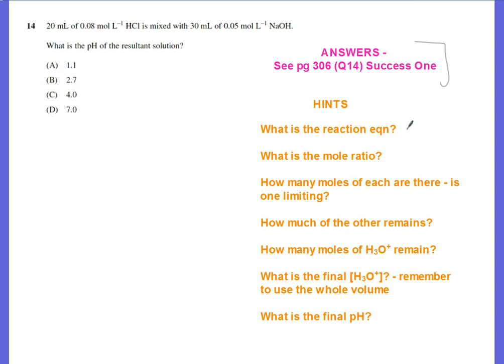Hints. What's the reaction equation? What's the mole ratio? How many moles of each have you got? You've got a certain concentration and volume of each, and one is limiting. How much of the other remains? How many moles of hydronium ions remain? What's the final hydronium ion concentration? Remember to use the whole volume for your concentration calculation. And then what's the pH?